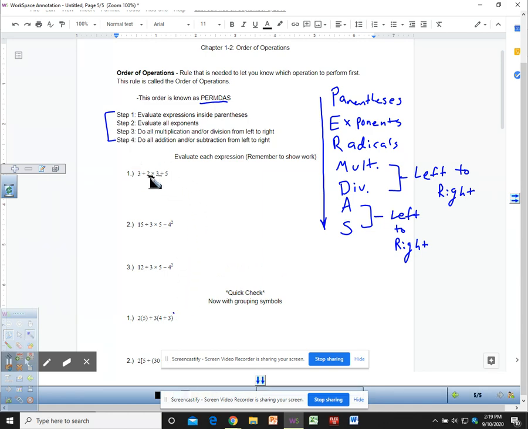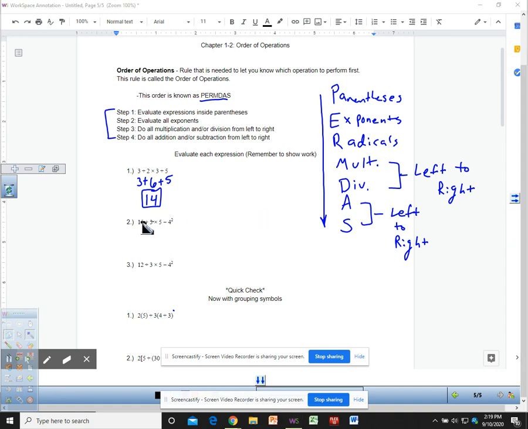So multiplication right there. So now we have 3 plus 2 times 3, which is 6, plus 5. Now we're all done with multiplying because there's no more left in here. Now we can just add them all up. 3 plus 6 plus 5, 9 plus 5, 14 is my answer.